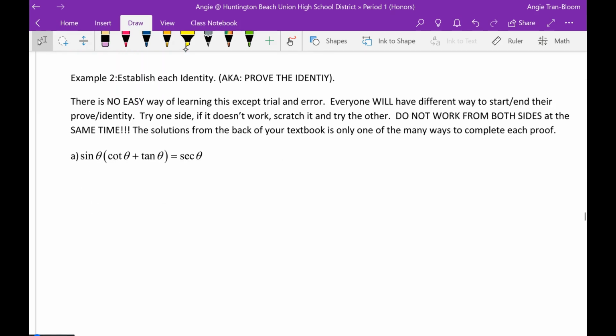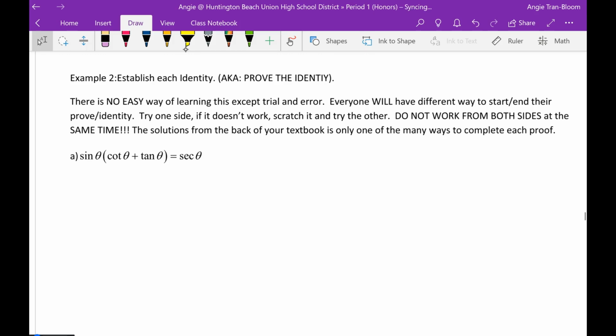All right. Establish each identity, aka prove this. There's no easy way, like I said, and I can't lecture very much. Doesn't matter how many proofs I do, it's not going to help you if you don't try on your own. You're all going to pick your own style. Eventually, you can have your own system. Everyone will have a different way to start and end their proof. Try one side. If it doesn't work, scratch it and try the other. Do not double dip. That's a big no-no. Do not work from both sides at the same time. The solutions from the back of your textbook are only one of the many ways to complete each proof.